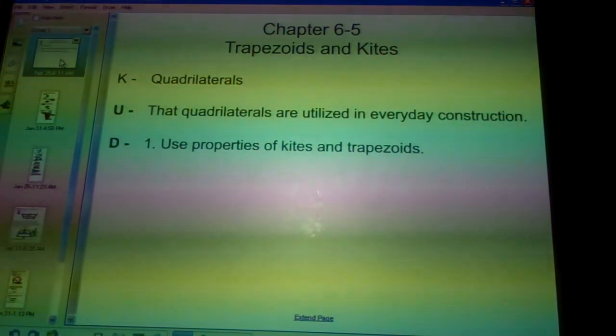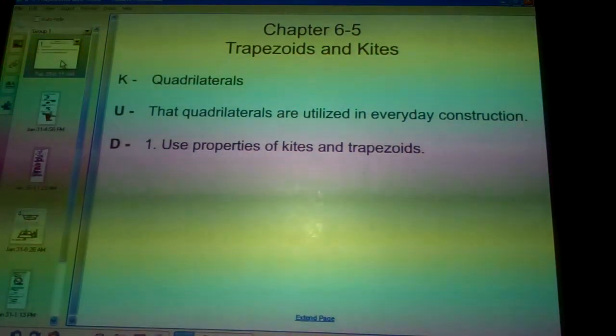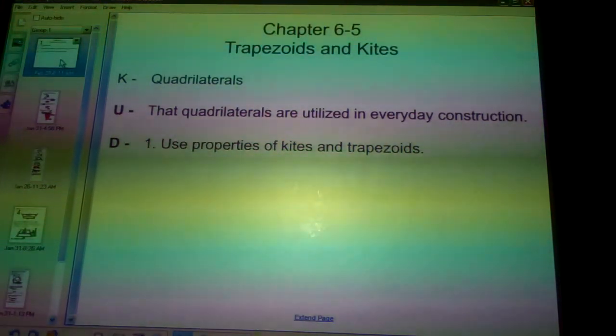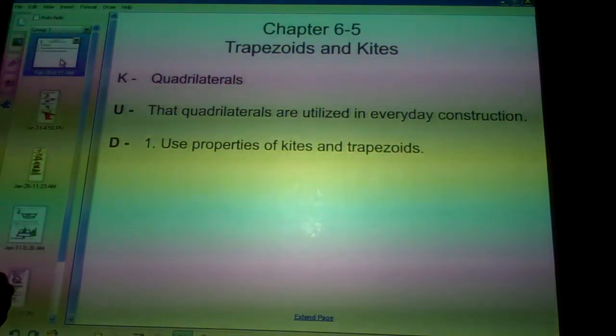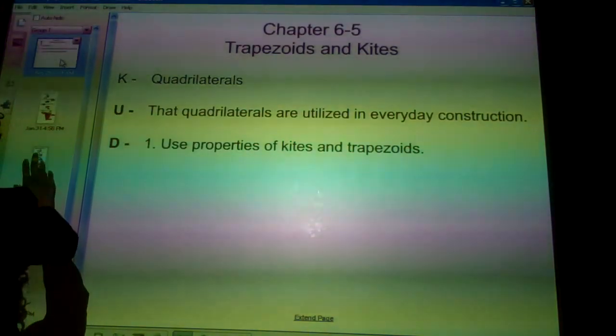This is chapter 6-5, Trapezoids and Kites, part 2. Please copy your cards, and we're going to move on to trapezoids.